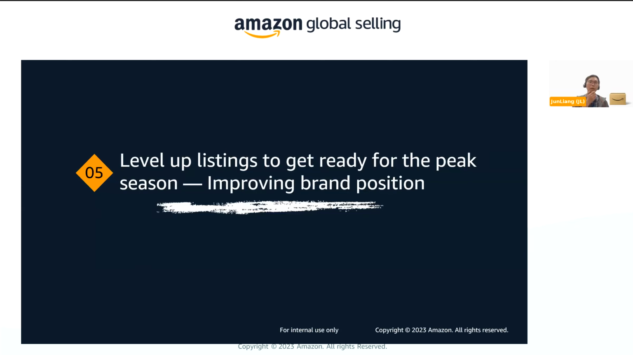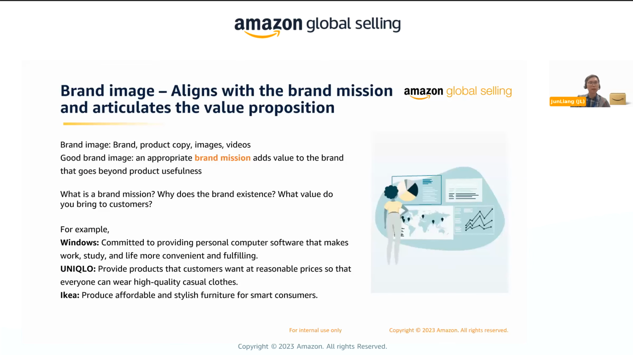Okay, the last point we're going to talk about is improving your brand position. So what can you do? First thing is your brand image. Try to align with the brand mission and articulate your brand value proposition. Here are some examples. When you first think of Windows, what do you think of? What is their brand image like when you think of Uniqlo and IKEA? If you have a brand, think of what you want your shoppers to associate your brand with.